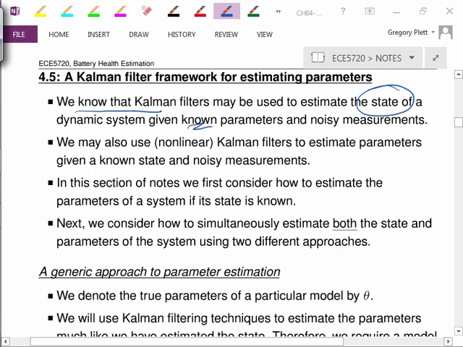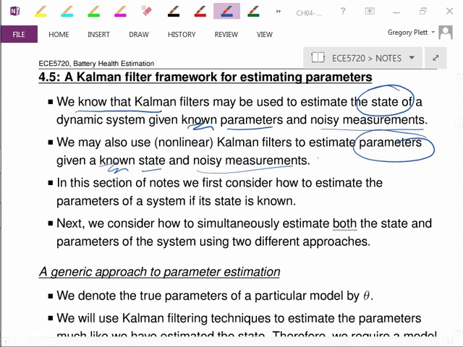So we know that the Kalman filter may be used to estimate the state of some dynamic system if we know the parameters and if we have noisy measurements. It turns out that we can also use nonlinear Kalman filters to estimate parameters of our model if we have a known state and noisy measurements. It's also possible to do both. So first we are going to consider in this section of notes and the next topic how to estimate the parameters of a system if the state is known.